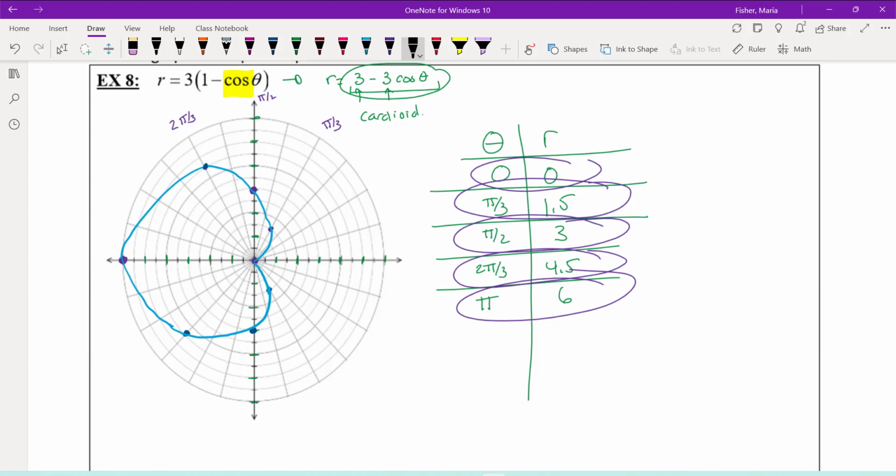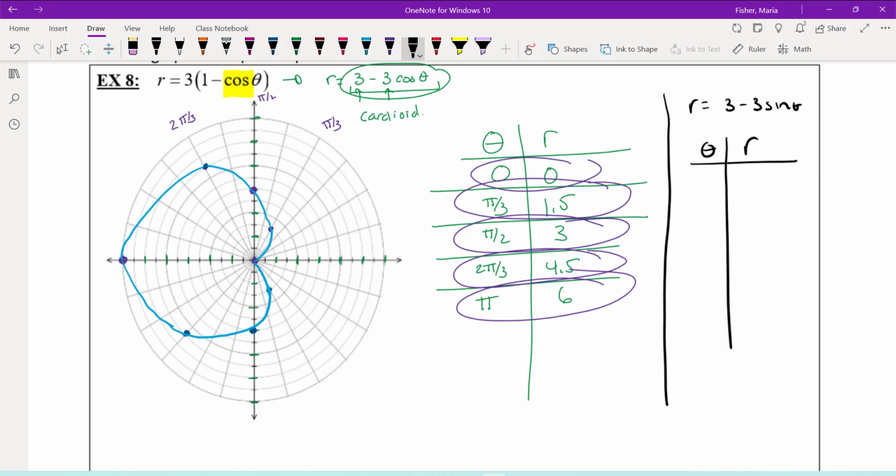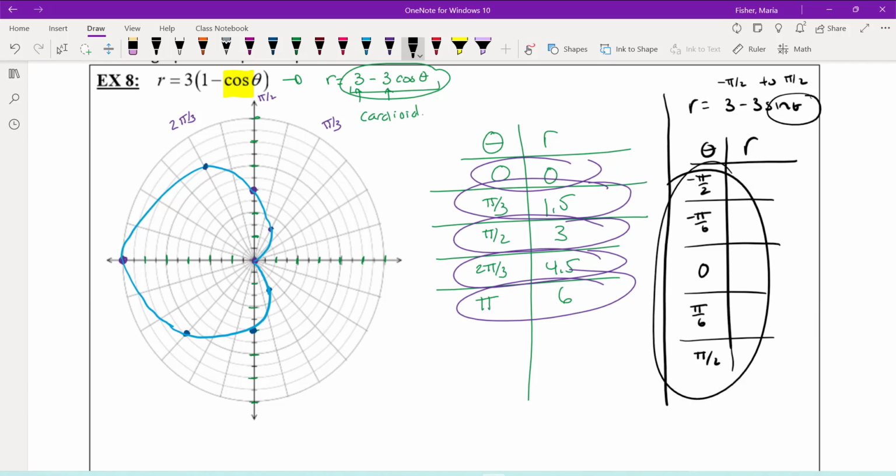Now just so that you know, since we didn't have an example of it, if this were r equals 3 minus 3 sine of theta, the angles that I would have chosen to graph this, since it's sine, and you go from angles between negative pi over 2 to positive pi over 2, so you can have half of the side and you reflect to the other side of your y-axis, would be negative pi over 2, negative pi over 6, 0, positive pi over 6, and pi over 2. So if it's sine, these are the angles that you would choose in order to graph.